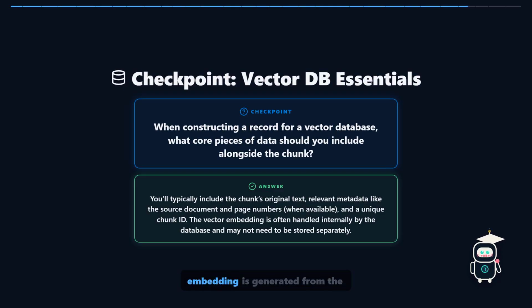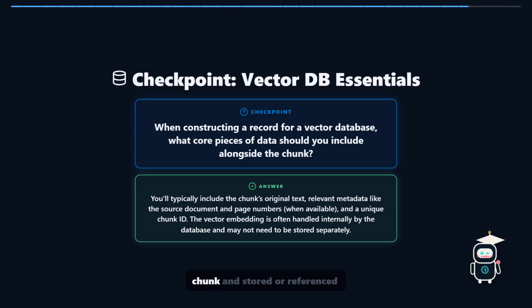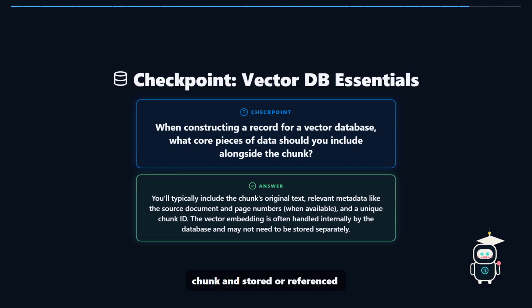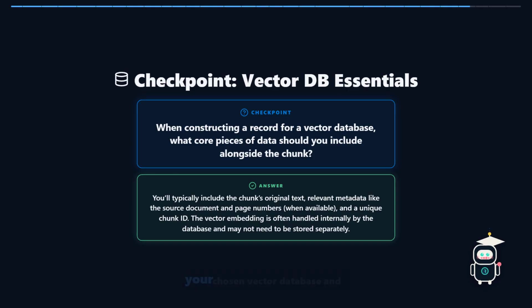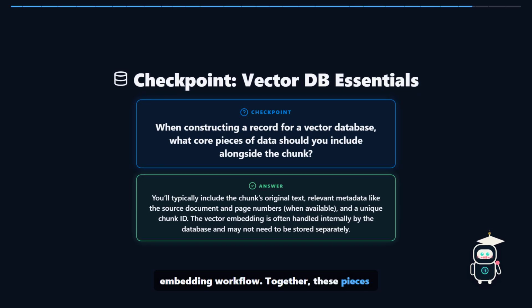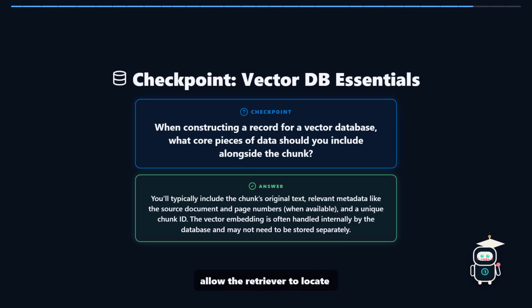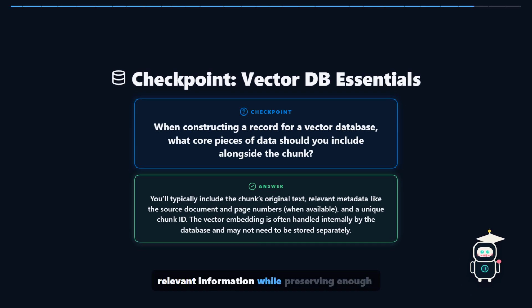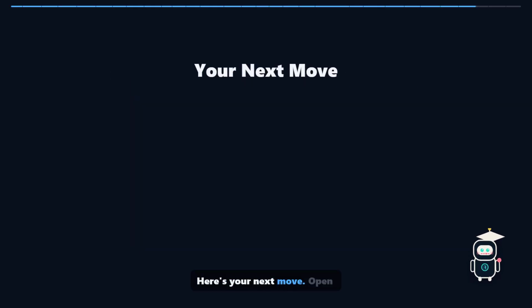The vector embedding is generated from the chunk and stored or referenced according to the capabilities of your chosen vector database and embedding workflow. Together, these pieces allow the retriever to locate relevant information while preserving enough context to produce trustworthy answers. Here's your next move.